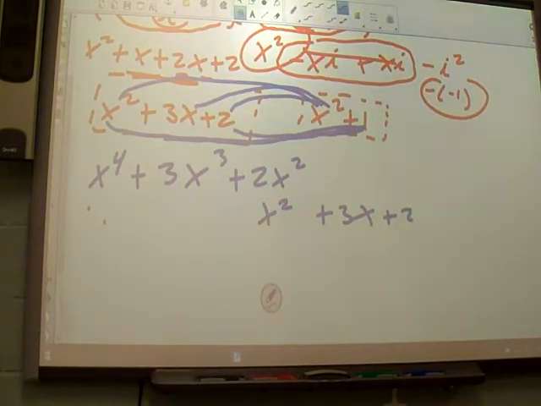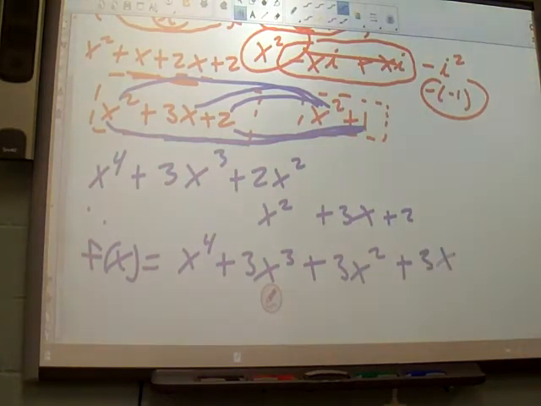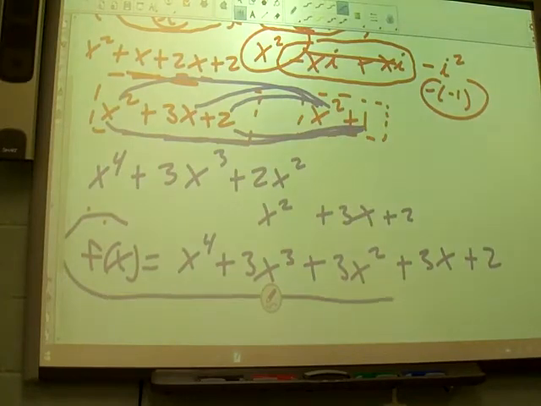Now, recall that the directions said write a function f, so as I combine my like terms, I'm going to name this f of x is equal to x to the 4th plus 3x cubed. Here I got a 2x squared and a 1x squared, so that's a 3x squared. Got a lot of 3's in this. A 3x and then a 2. So all of that whopper is my number 1 answer.